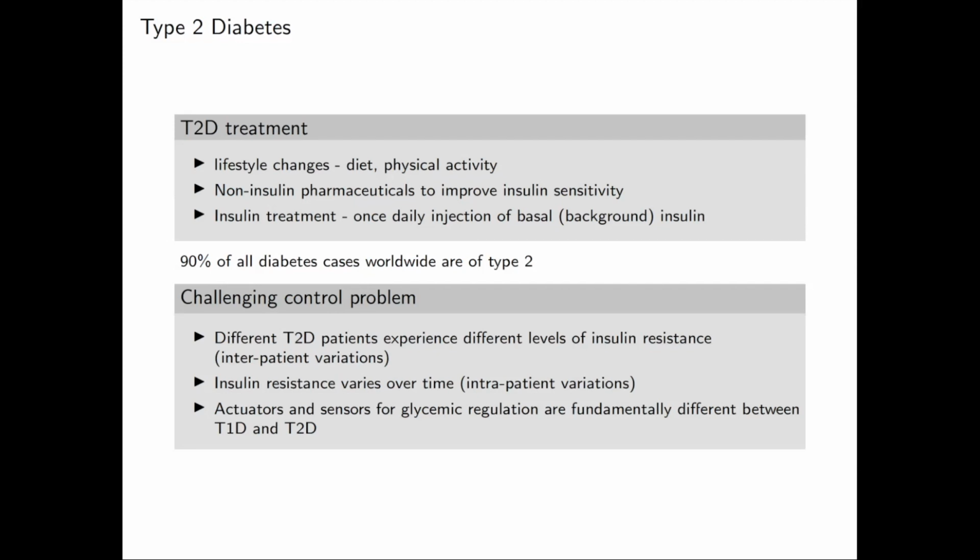Furthermore, the actuators and sensors for glycemic regulation are fundamentally different between type 1 and type 2 diabetes. This is because in type 2 diabetes, the insulin is injected using an insulin pen based on a self-measured blood glucose measurement once a day taken at fasting conditions. As such, the heterogeneous nature of type 2 diabetes, as well as the actuator and sensing limitations, makes it a relatively more challenging modeling and control problem.